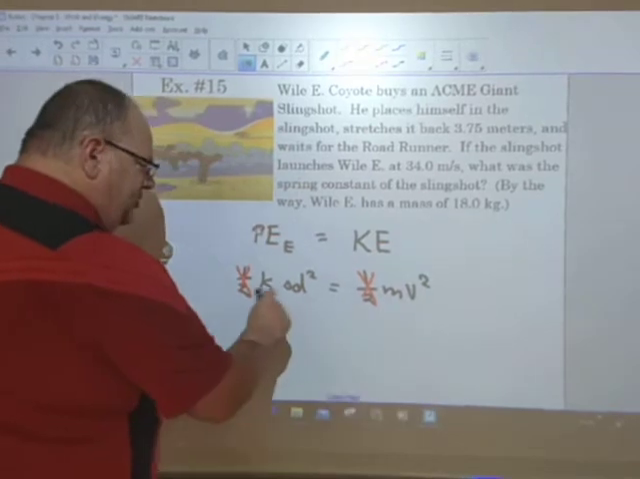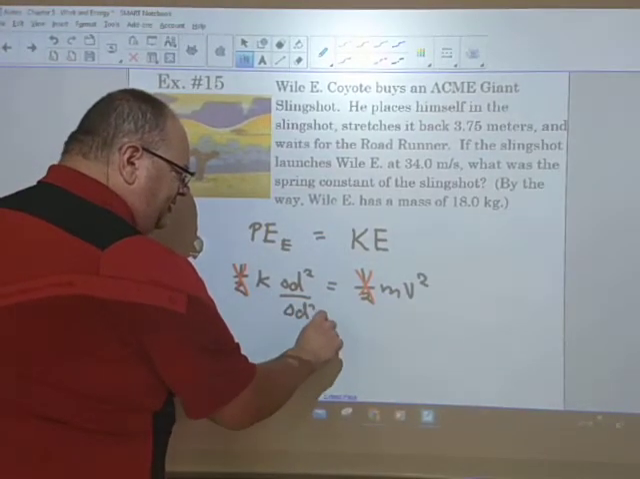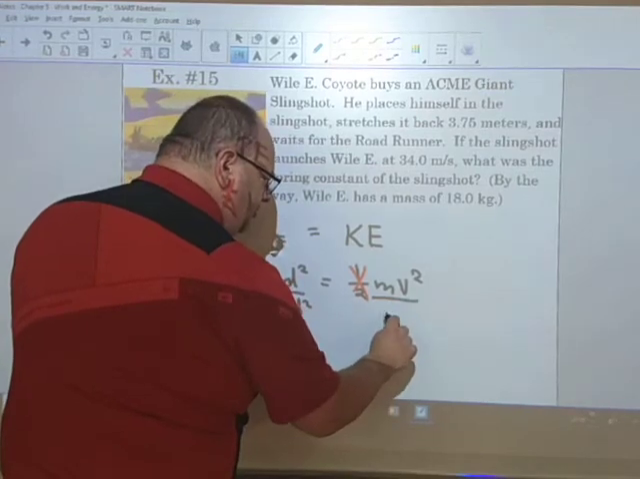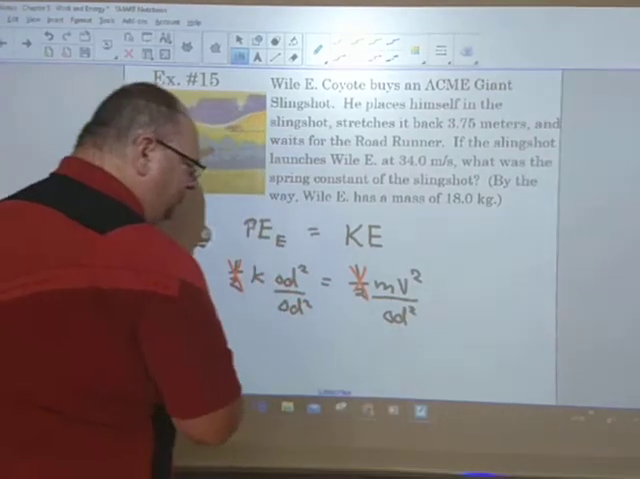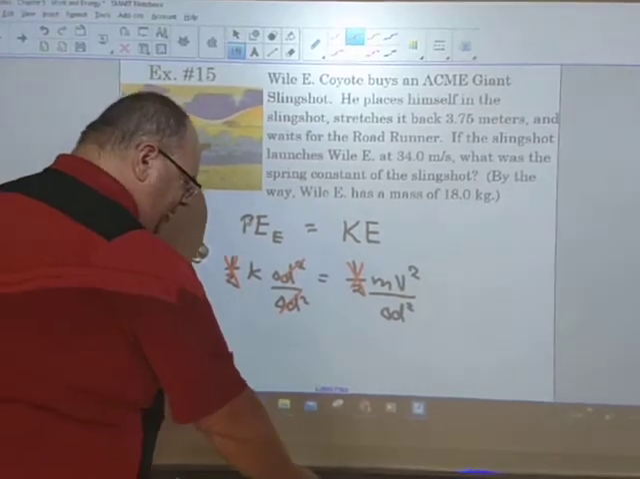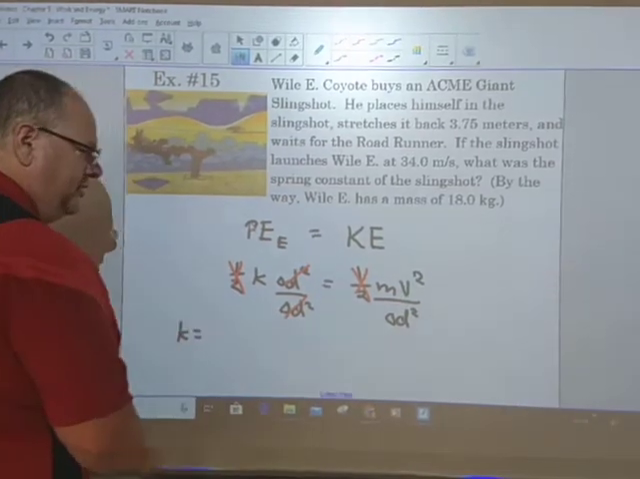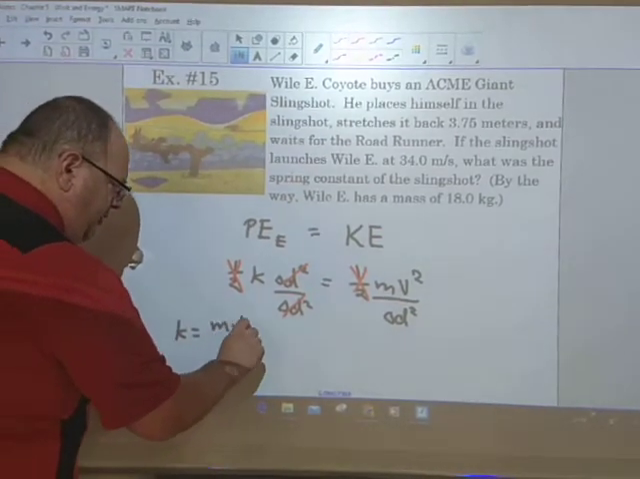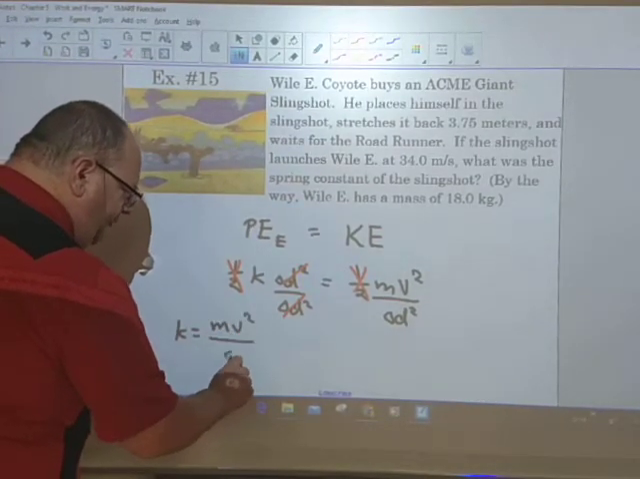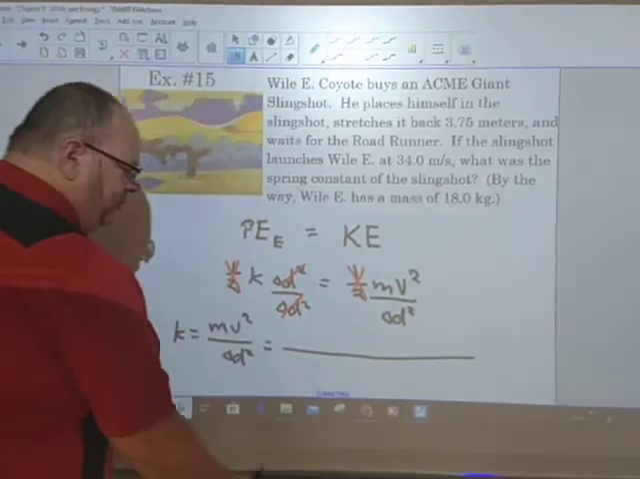I think what I want to do next is let's get K by itself, so let's divide by delta D squared. Delta D squared. So now on this side I have K equals mv squared over delta D squared. And I'm ready to plug everything in.